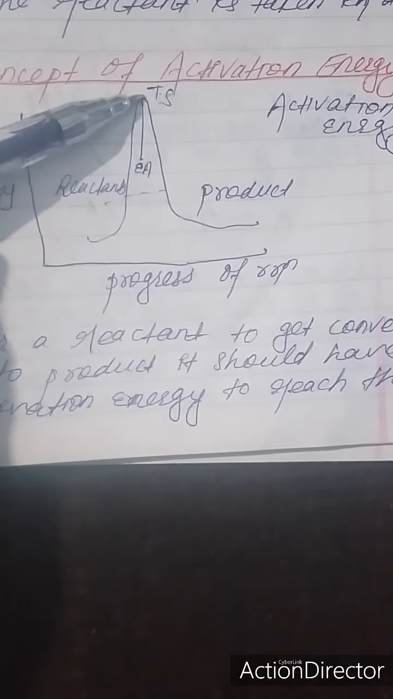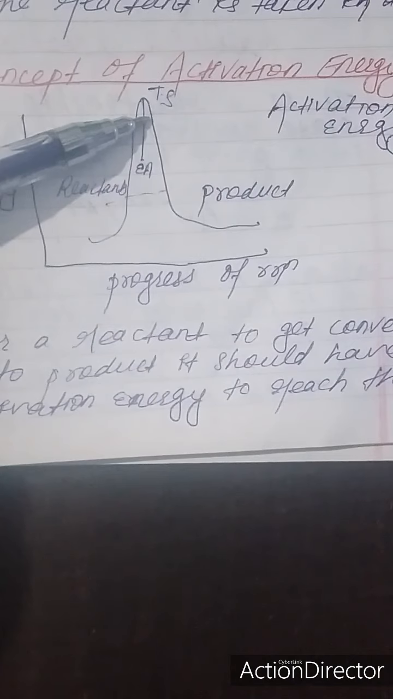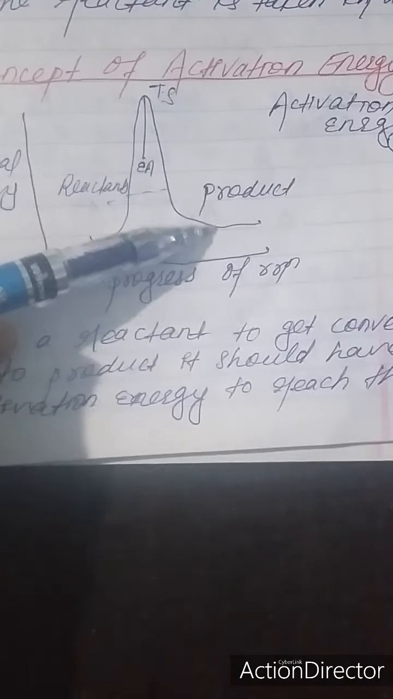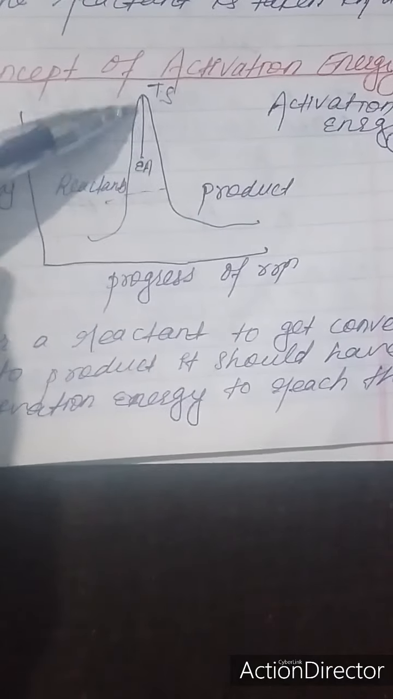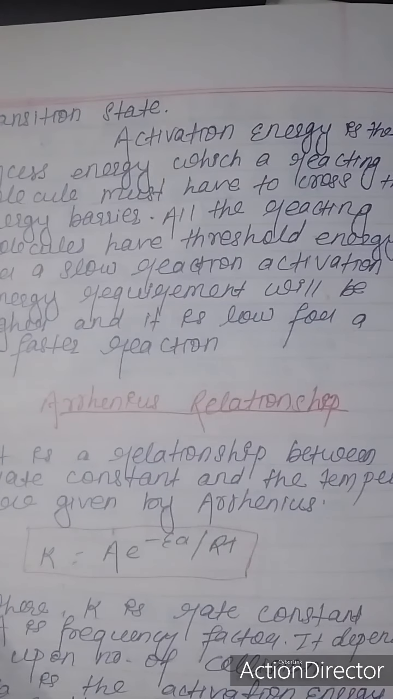And once it is in the transition state, there is breaking of bonds and formation of bonds, and finally you will get the product. So this is nothing but the activation energy. Activation energy is thus the excess energy which a reacting molecule must have to cross the energy barrier.